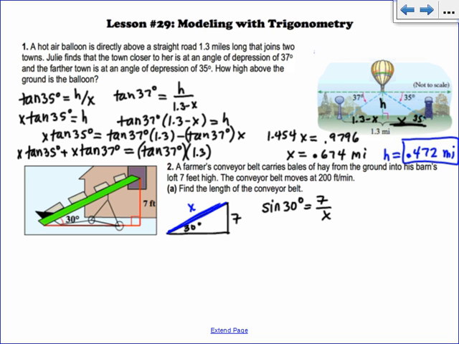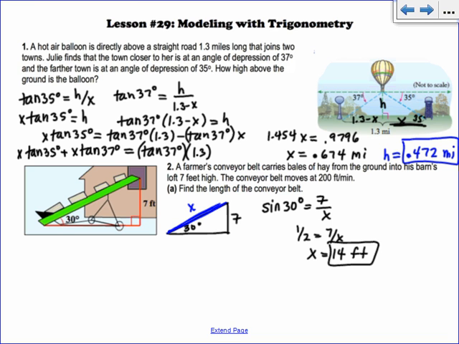Do you guys know sine of 30 degrees now without using your calculator? 1/2. So you just write 1/2 there. And then you can cross multiply if you want. So you get x equals 14. So without even using a calculator, you get that. So that's going to be 14 feet long.